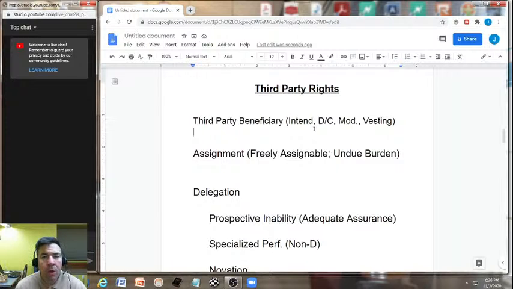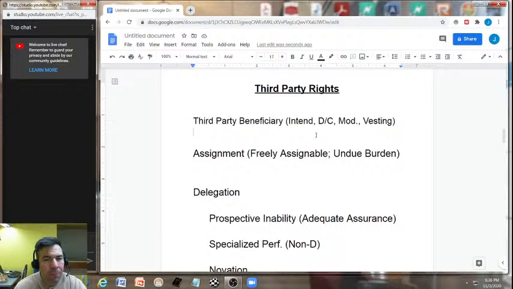How would we know? Well, the contracting parties contemplated when they made the agreement to benefit that third party. And if, let's say, they were intended, then we would look to see what kind of intended third party beneficiary they are.